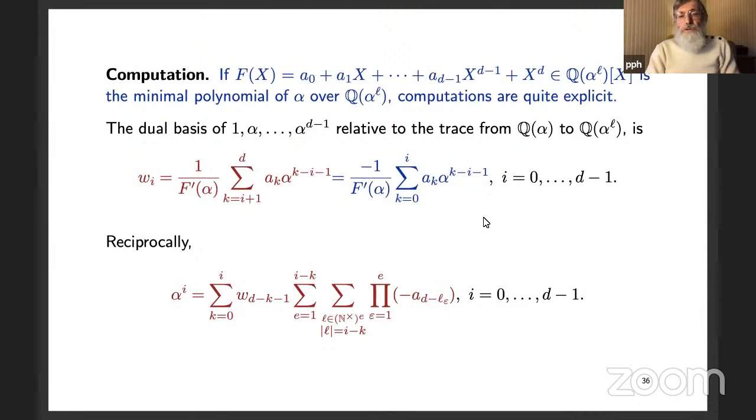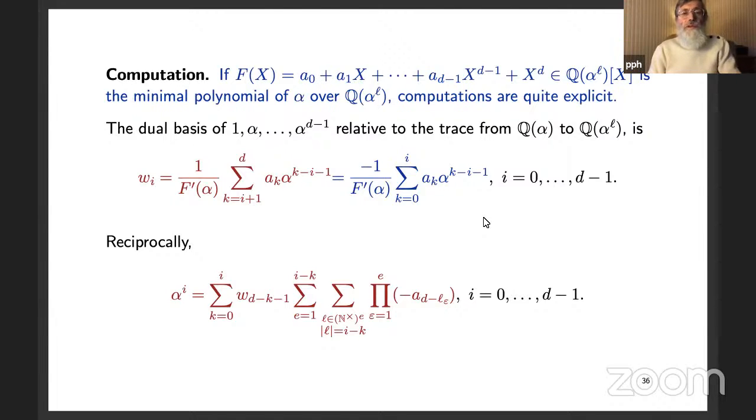And well, I just wrote this slide to indicate that all these computations are quite explicit. If we write down the equation of alpha over Q of alpha^L as f of x, that is a0 plus a1 x, etc., plus x^d, so it's a monic equation, the computation of the dual basis wi is just a closed formula.